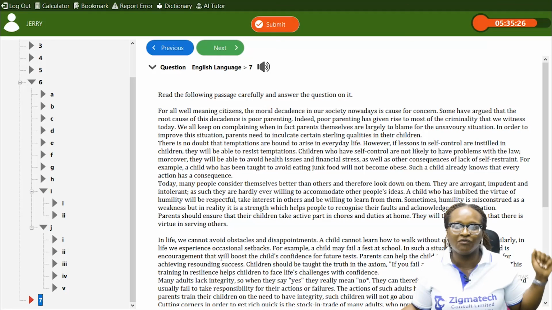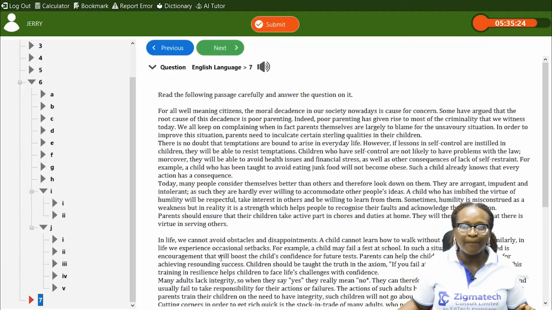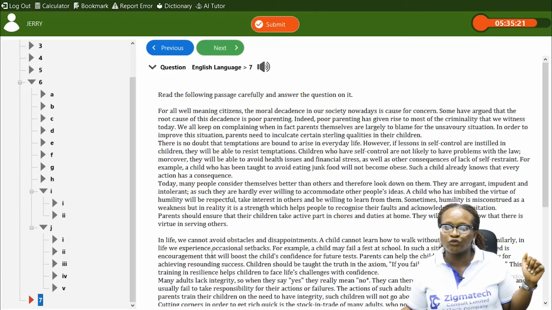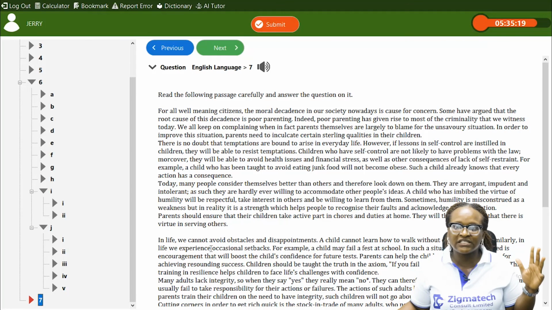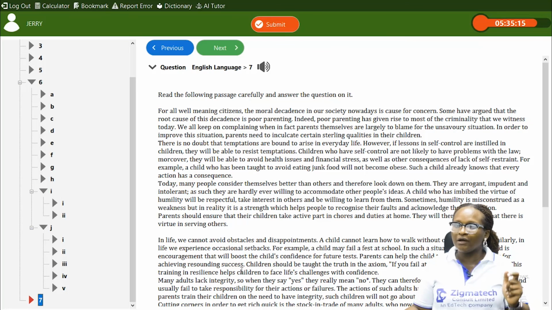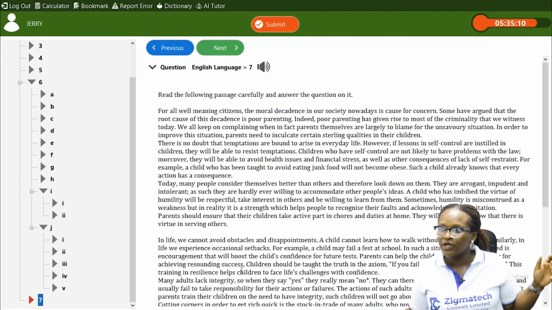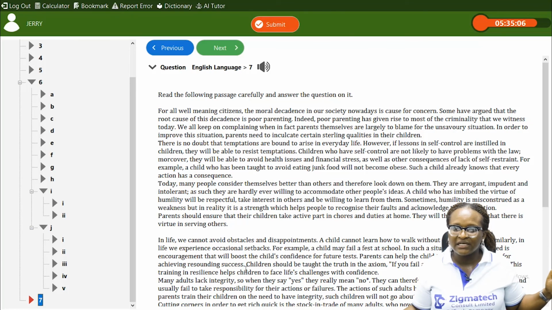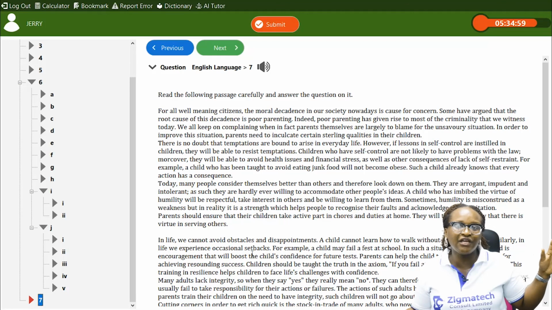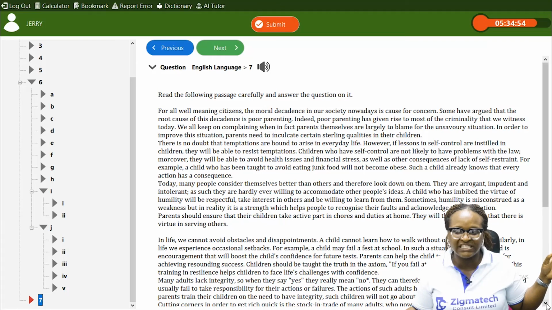In life, we cannot avoid obstacles and disappointments. A child cannot learn how to walk without occasional falls. Similarly, in life, we experience occasional setbacks. For example, a child may fail a test at school. In such a situation, what is needed is encouragement that will boost the child's confidence. So what should be instilled in a child? The act of what? Confidence. Having confidence in yourself that no matter come what may, you will always stand strong.